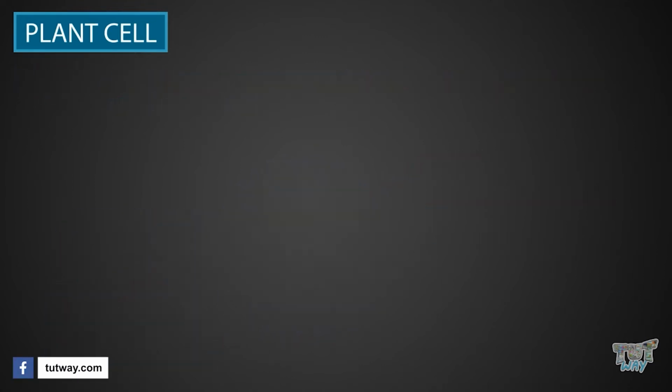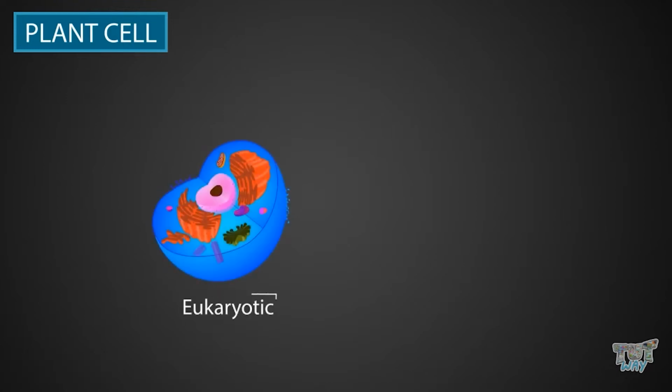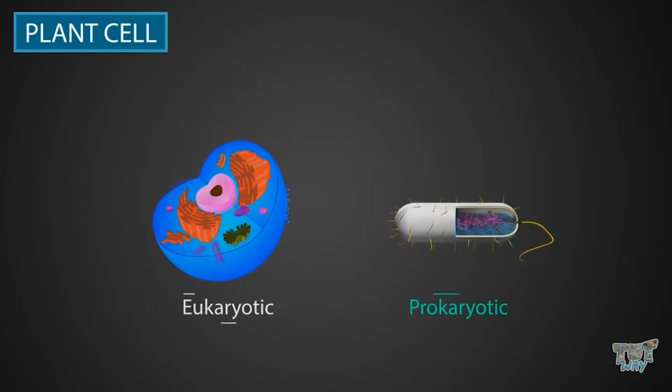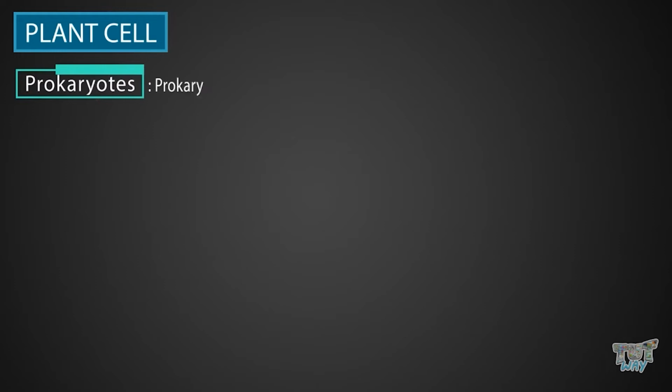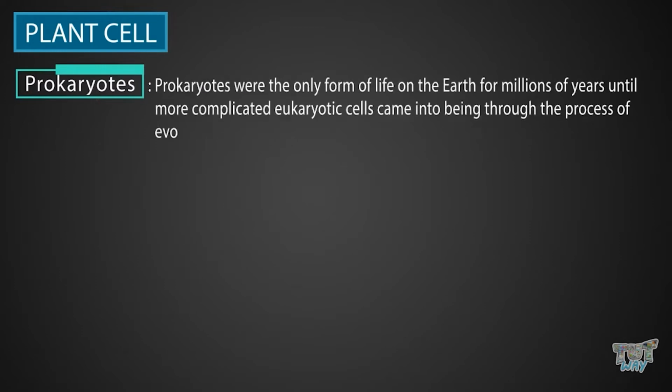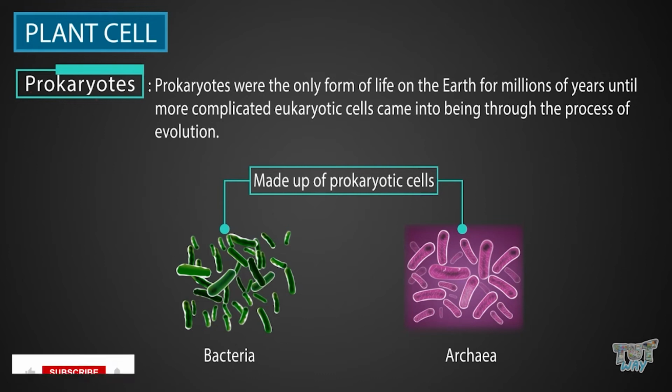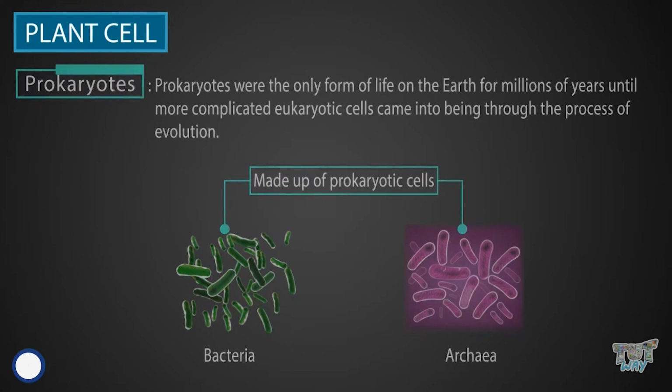All types of cells are either eukaryotic or prokaryotic. First of all, prokaryotes were the only form of life on the earth, that is, organisms made up of prokaryotic cells existed for millions of years until more complicated eukaryotic cells came into being through the process of evolution. So millions of years ago, there were only prokaryotic cells, or the prokaryotic organisms, on Earth.